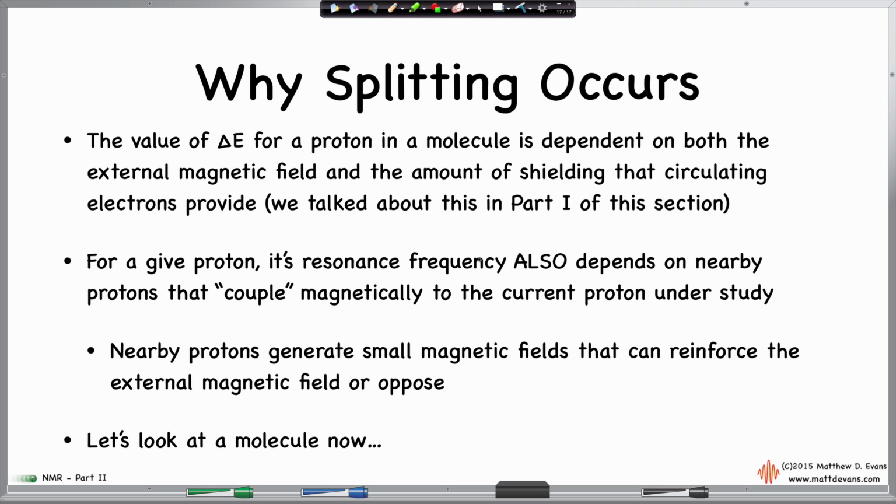Here's another complication, though. This is something we haven't mentioned before. In addition to those 2 effects that we just mentioned, for a given proton, its resonance frequency also depends on nearby protons that, so to speak, couple magnetically to the current proton under study. So this is what's going to give rise to splitting patterns. There's a third effect going on here: neighboring protons that couple to the proton under study. Nearby protons generate small magnetic fields on their own that can reinforce the external field, or they can oppose. Let's take a look at a real molecule, see how this works, see what's going on with splitting patterns.